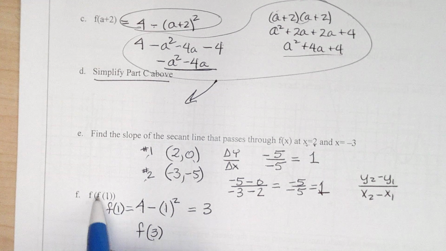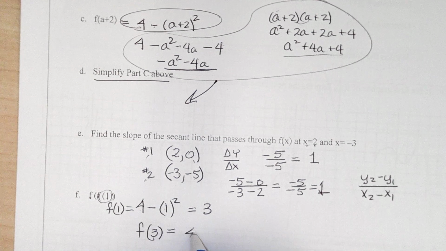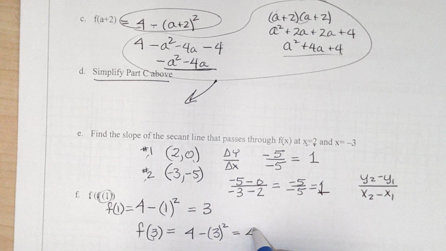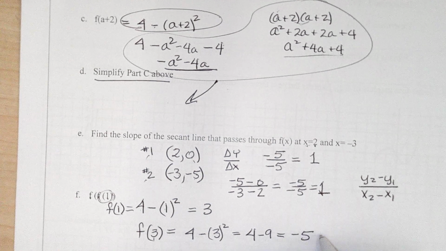So now this is a 3, and so we've got to put 3 into f again. So it's going to be 4 minus 3 squared. So that's 4 minus 9, which is negative 5.